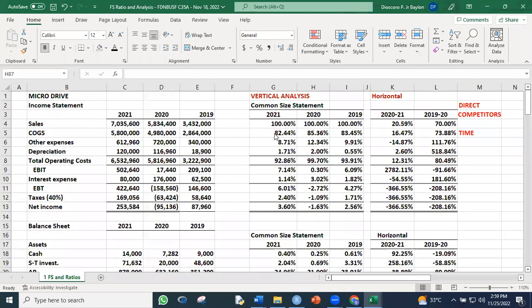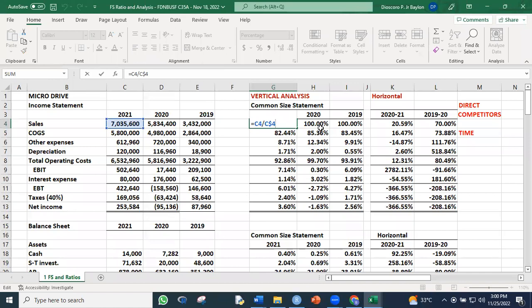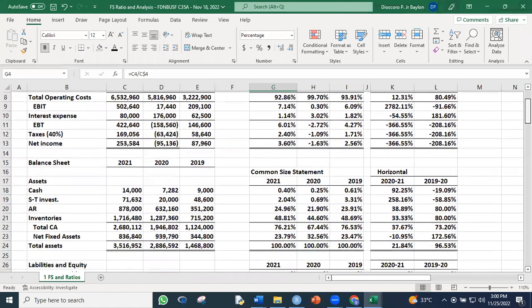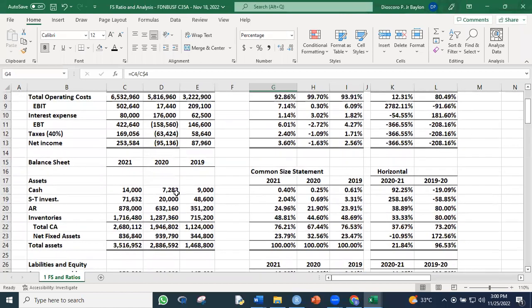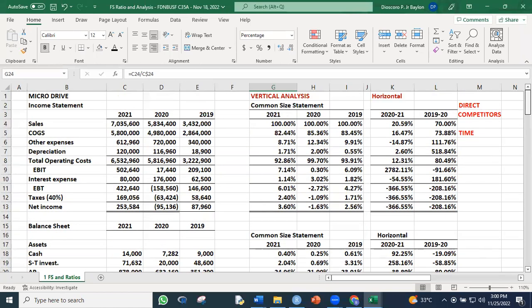Okay, we learned how to compute for the common size statement. When we say common size statement, the name is very suggestive. It means that we are benchmarking or we're comparing all the other values to a common account. For the income statement, that common account is sales. And we learned how to use one formula, right? Just one formula and copy to all the years to generate our common size statement. For the balance sheet, everything is benchmarked against total assets or total liabilities and equity.